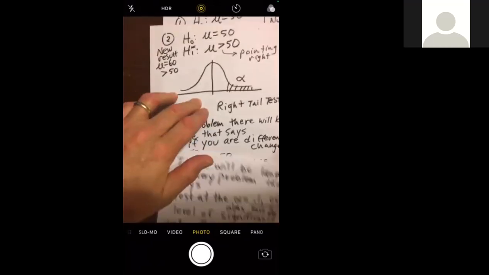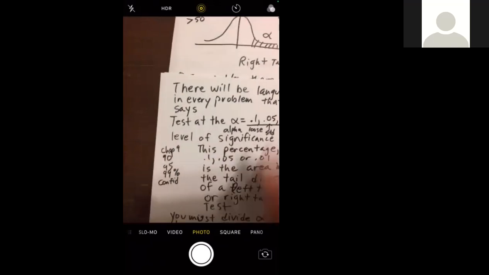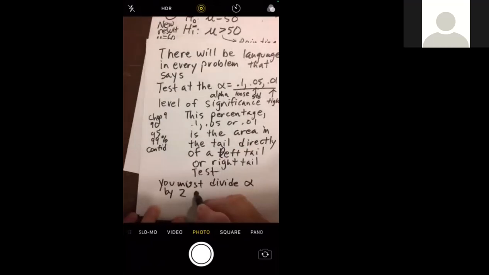Maybe I should say that down here. You must divide alpha by 2 on a two-tail test.